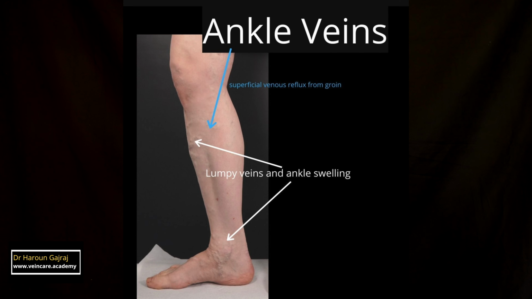The ankle area is particularly vulnerable to superficial venous reflux, and the skin bears the brunt of it. It's one of the first places that you see spider veins appear, and then varicose veins develop later on. In this photograph, there are lumpy veins around the ankle, and there's also ankle swelling, which we call edema.